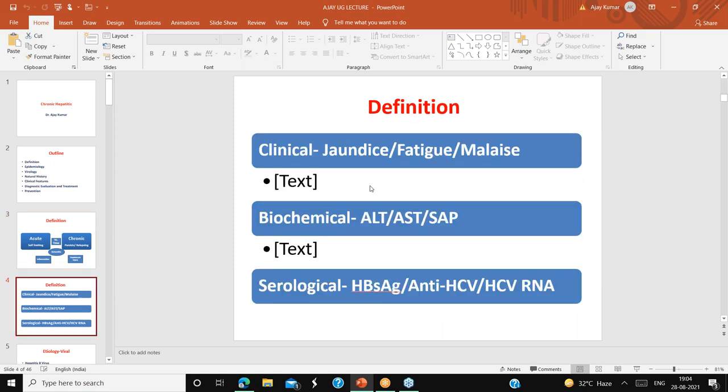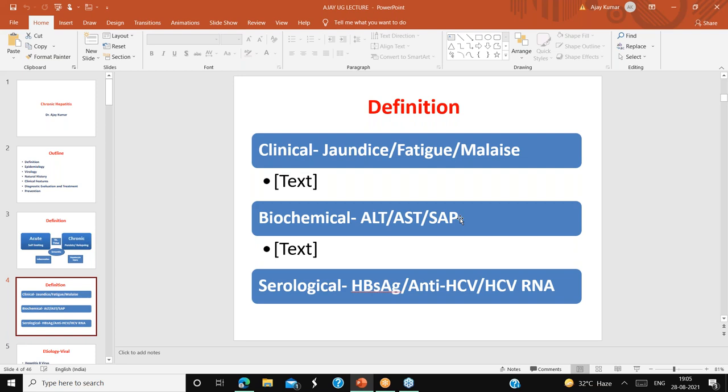Now, how do you define this chronic hepatitis? The first thing is that we look at the clinical features of liver disease. Somebody who has jaundice for more than 6 months, continuous or intermittent, or has persistent fatigue or persistent malaise for 6 months, may have chronic hepatitis. Similarly, we look at the liver function tests, the liver enzymes, that is AST, ALT, and ALP. If these enzymes are elevated over a period of 6 months, the person may have a chronic liver disease or chronic hepatitis.